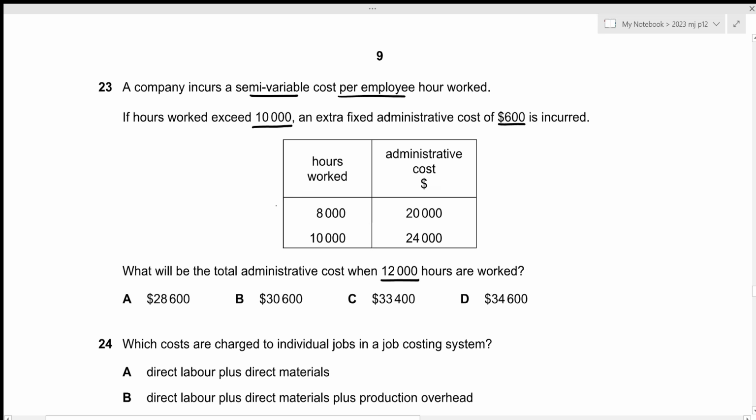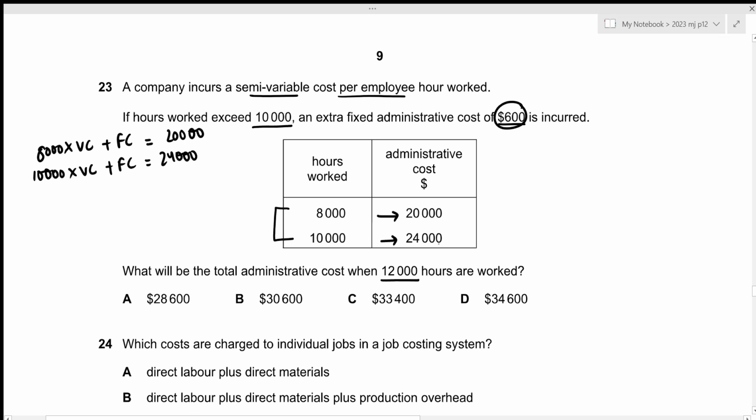Okay, we need to use this information in order to create two different equations. Okay, so for 8,000 hours worked, we have variable cost as well as fixed cost, and this results in the total administrative cost of 20,000. Similarly, for 10,000 hours worked, that's times variable cost plus fixed cost, this will equal to the total cost of 24,000. And do not get confused, we should not be adding the extra fixed administrative cost of 600 for this one because it's 10,000 hours, not hours exceeding 10,000.